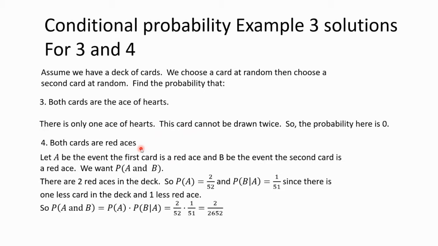Well, now for red, now both cards being red aces, again, it's really the same idea. Except now, how many red aces are there? Well, you have the ace of hearts and the ace from the suit of diamonds. Remember, I did say this, although I guess I could have said it before we did the problem. A card is considered red if it's from the suit of hearts or the suit of diamonds.